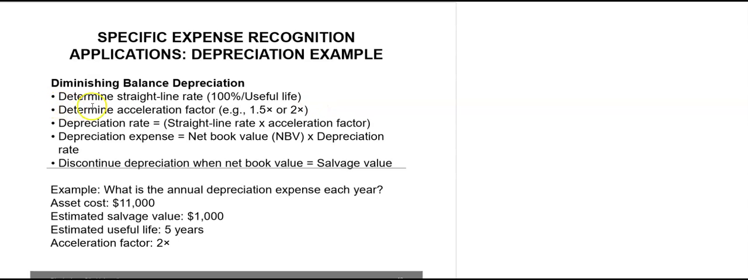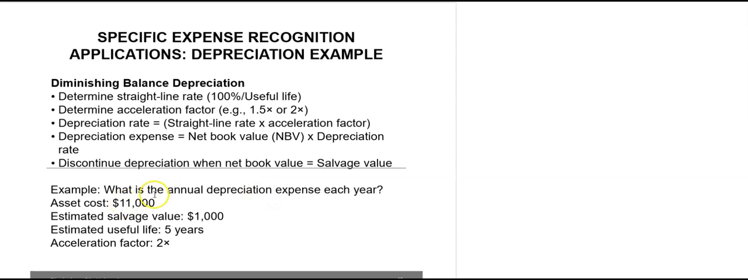In the second step, determine the acceleration factor, for example 1.5 times or 2 times. In the third step, calculate the depreciation rate, which will be equal to the straight line rate from step 1 multiplied into the acceleration factor chosen in step 2. And then to calculate the depreciation expense, you multiply the depreciation rate by the net book value, and that gives you the annual depreciation each year. Then we continue doing the same over the life of the asset till we reach the point where the net book value of the asset is equal to the salvage value.